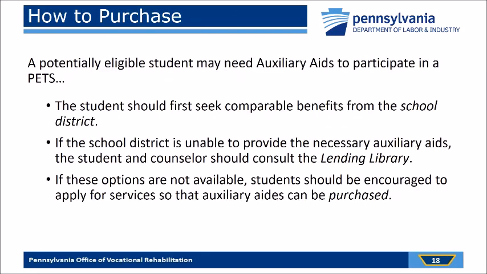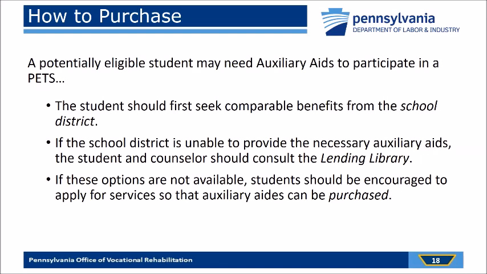All right, so for our OVR staff, if we have a potentially eligible student who needs an auxiliary aid to participate in a pre-employment transition service, how are we going to go about that? How would we purchase that auxiliary aid for the student? So the first step that we're asking you to take is seeing if the student can seek comparable benefits from the school district. Is the school already providing something, or do they have access to an auxiliary aid that would allow the student to participate in that pre-employment transition service?